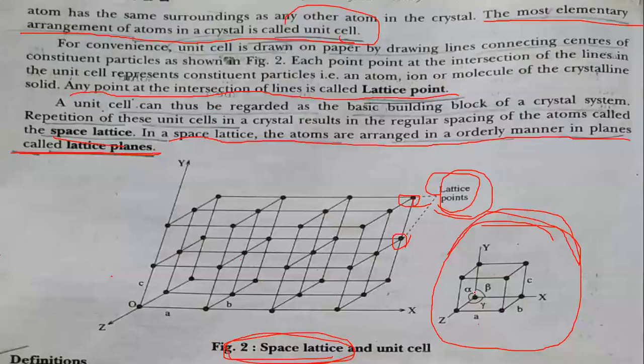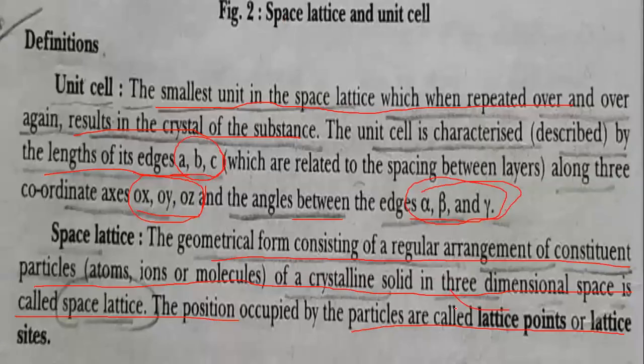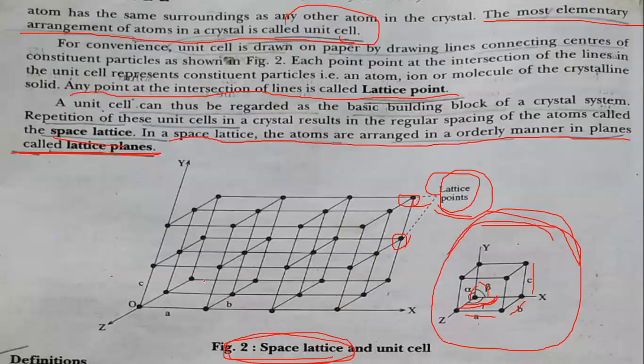If you see here, this is a, here it is b, and here it is c. And this is the alpha angle, this is the beta angle, and this is the gamma angle. These three angles are there, you can see in the diagram itself. And these are the axes: this is OX, this is OY, this is OZ.